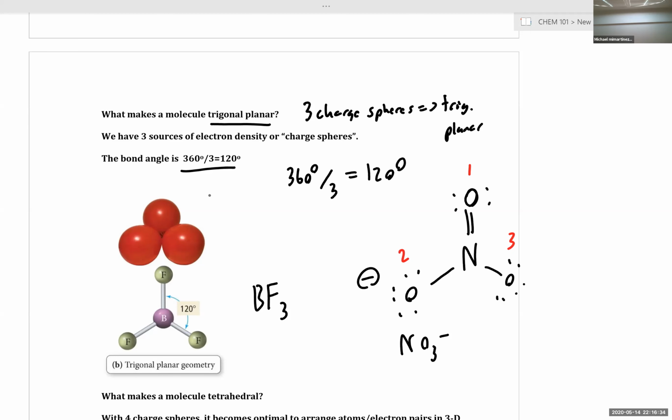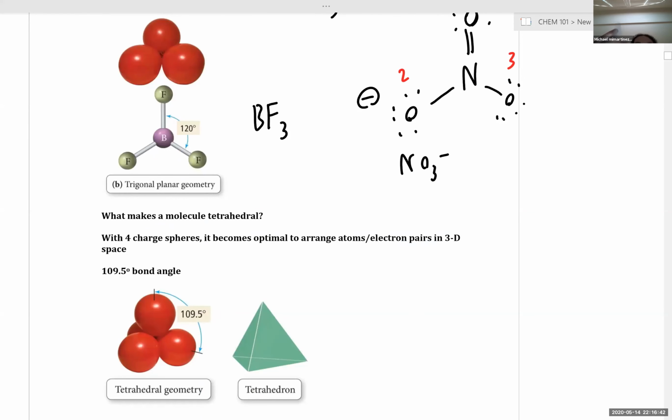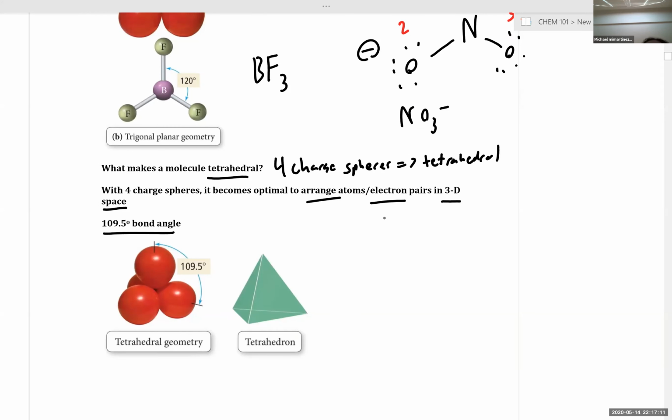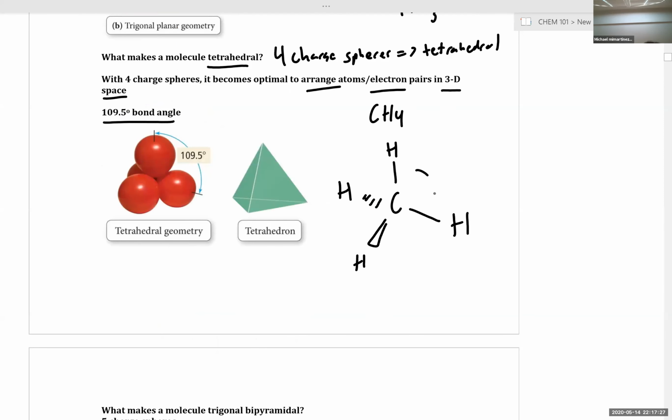So another very interesting geometry is the tetrahedral geometry. When we ask what makes a molecule tetrahedral, a tetrahedral electron pair geometry has four charge spheres. With four charge spheres, it becomes optimal to arrange atoms and electron pairs in 3D space. For tetrahedral atoms, we have 109.5 degree bond angles. A classic example of the tetrahedral geometry is methane, which has its four atoms arranged in three-dimensional space with a bond angle of 109.5 degrees separating our atoms.